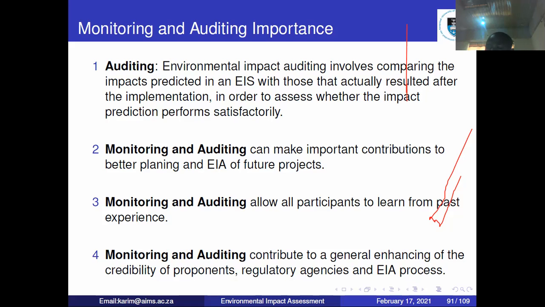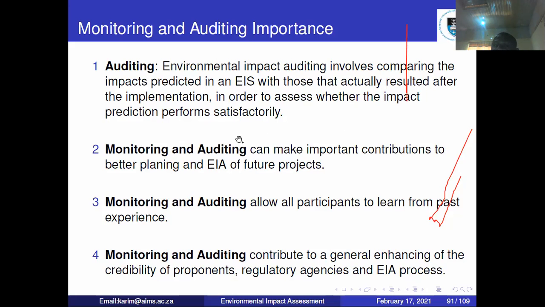Are you meeting the standard? Are you producing more impact than what you predicted or less than what you predicted? And when you are able to do this, you will be able to assess whether the impact prediction performed satisfactorily. So if it is not performing satisfactorily, you have to advise the person, hey, there is a problem. If it is, then you are fine, and the person moves on.